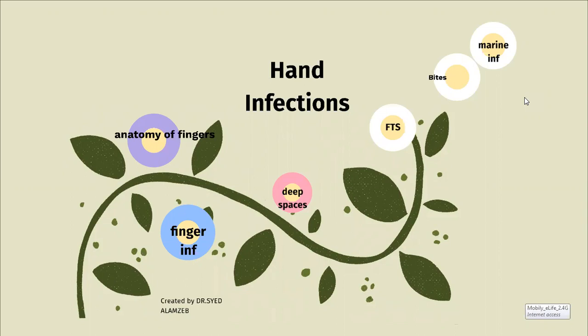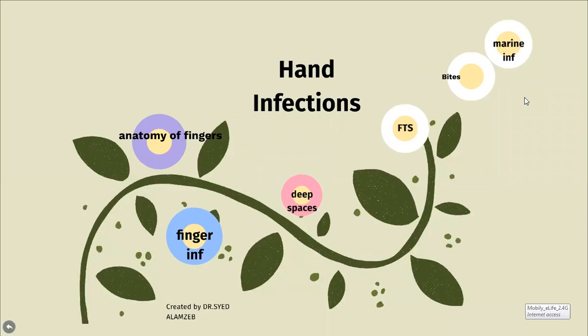Infection of the hand is of devastating consequences, with reduced quality of life if not recognized early. So, early recognition and expeditious care is necessary. We will discuss infections specific to the hand, with bites and other injuries and specific pathogens.